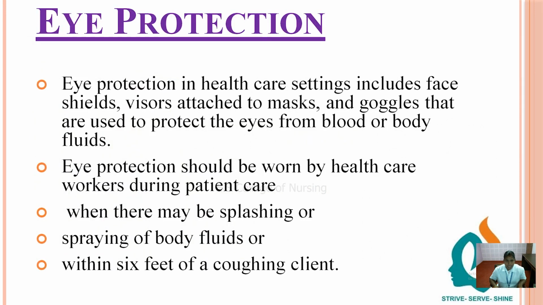Next PPE is eye protection. Eye protection in healthcare settings includes face shields, visors attached to the mask, and goggles that are used to protect the eyes from blood or body fluids. Eye protection should be worn by healthcare workers during patient care when there may be splashing or spraying of body fluids, or within 6 feet of a coughing client. During this time we want to wear our eye protection to prevent infection from patients.